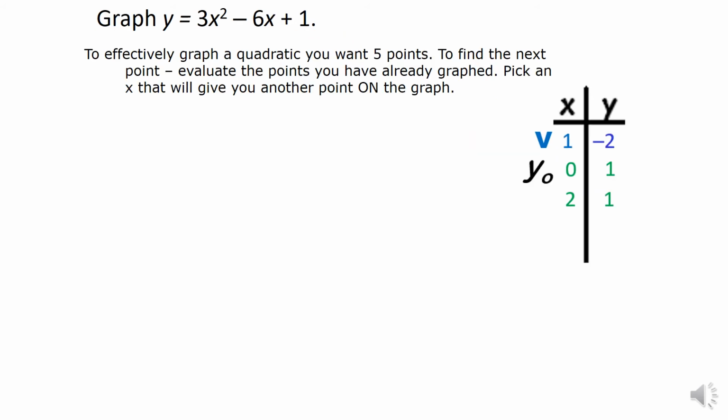So now we've got 3 points, but it's best to have 5, so we're going to keep going. The third step is to get another point. This time you get to pick an x. So I picked x equals -1, and I plug that in and I solve for that y.